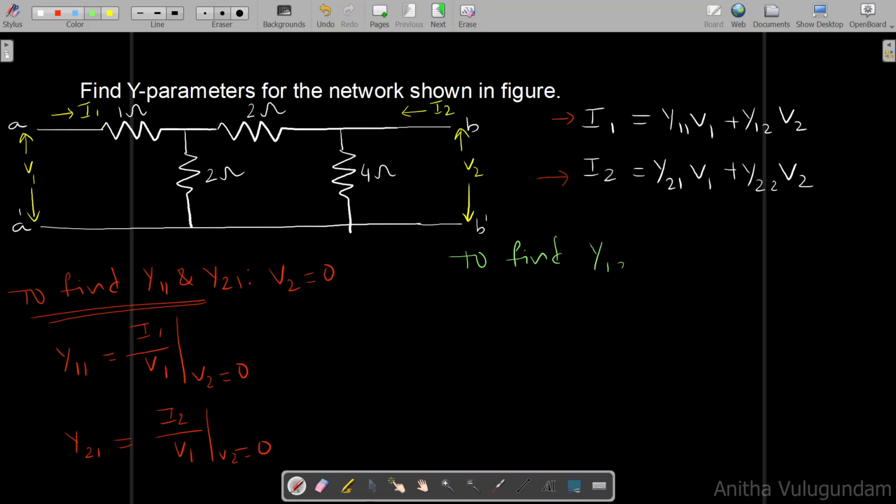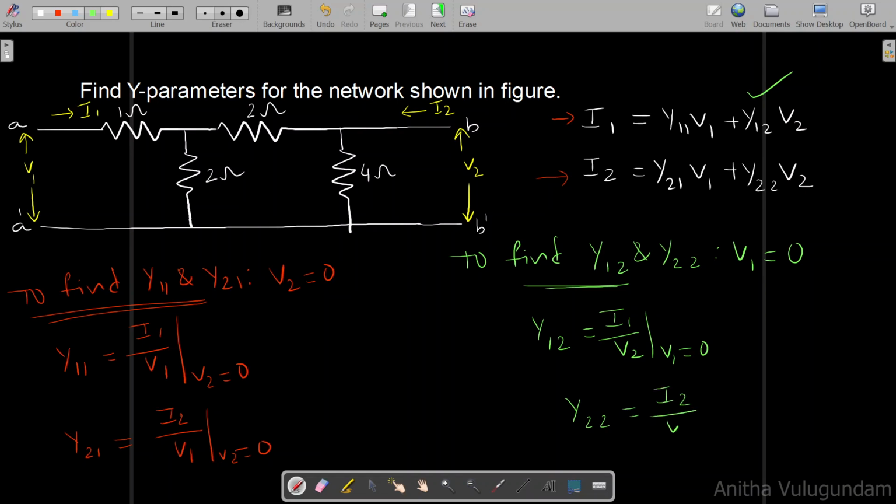Next, to find Y12 and Y22, V1 equal to 0. From the first equation we can write Y12 equal to I1 by V2 when V1 equal to 0, and Y22 equal to I2 divided by V2 when V1 equal to 0. By using these two conditions, for this case let us redraw one circuit, and for this case let us redraw one circuit and find the values.